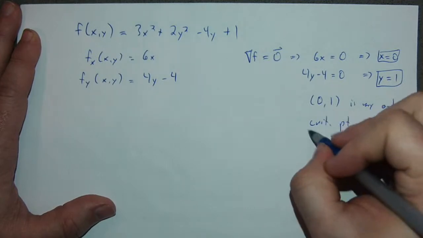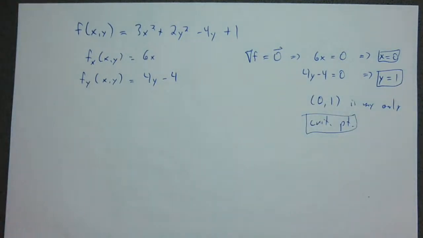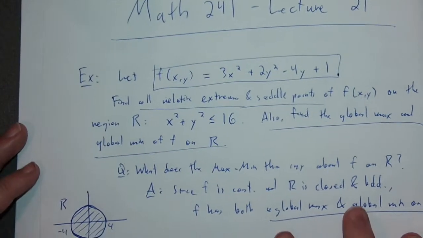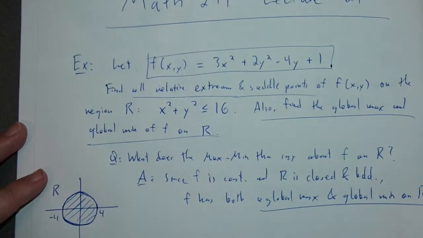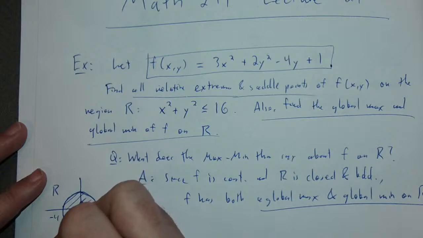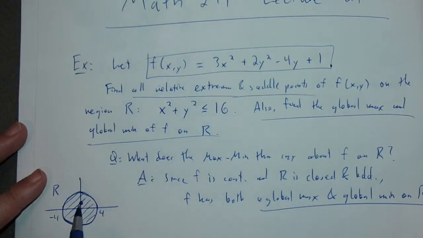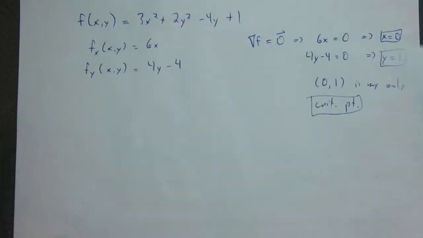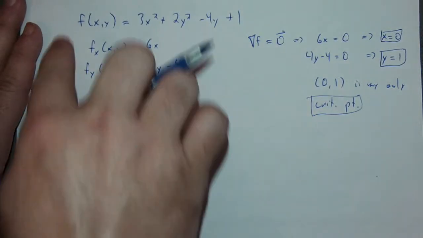Okay, let's remind ourselves what R looks like. R looks like this, right? Where is 0, 1? Well, it's like here. Okay. So the critical point, 0, 1, definitely lies inside R, so it's something that I have to consider, right? Okay, so I only have a single critical point to test when it comes to second partials business. So let's go ahead and do that.